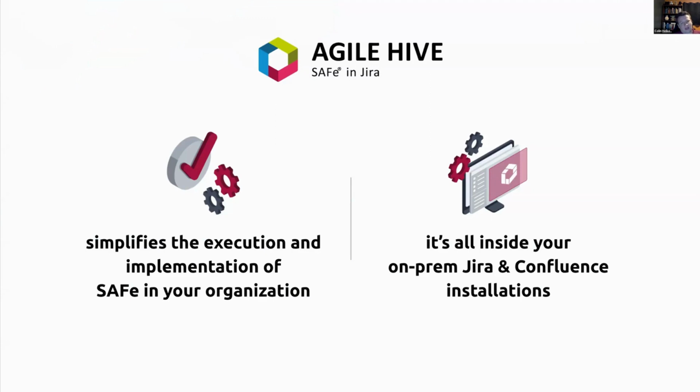So as I said, in comes Agile Hive, where we can simplify the execution and implementation of SAFe in your organization. The version I'm going to show you today is currently only available on-prem, so for Server and Data Center versions. Towards the end, I'm going to give you a sneak peek of our cloud solution that's currently only in its concept phase, but will be available to test in a beta. We're thinking around November of this year, and then fully released in January, February of next year.